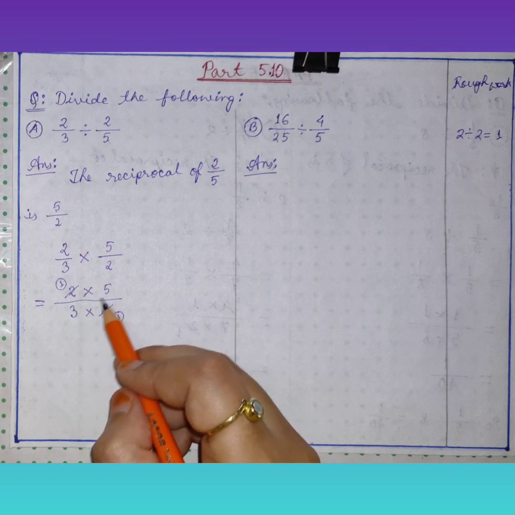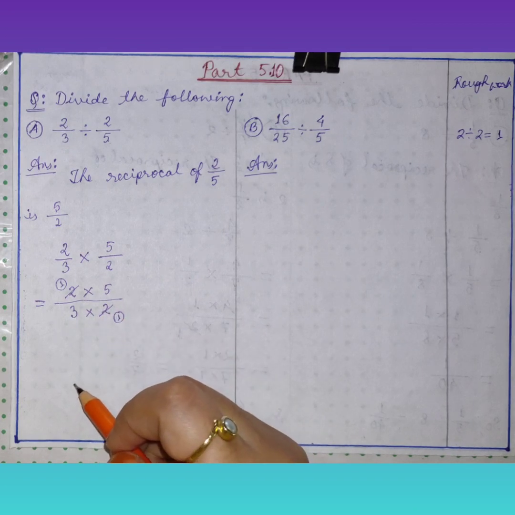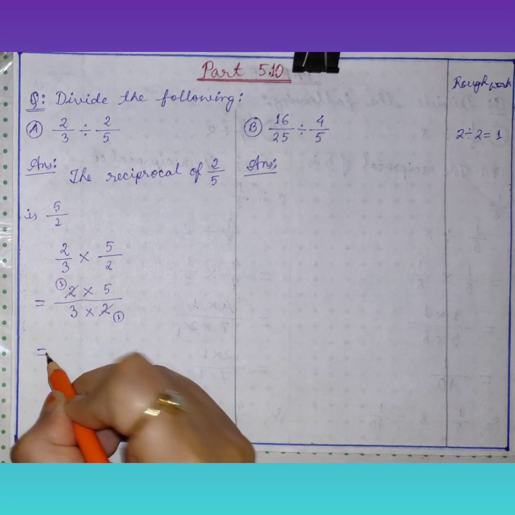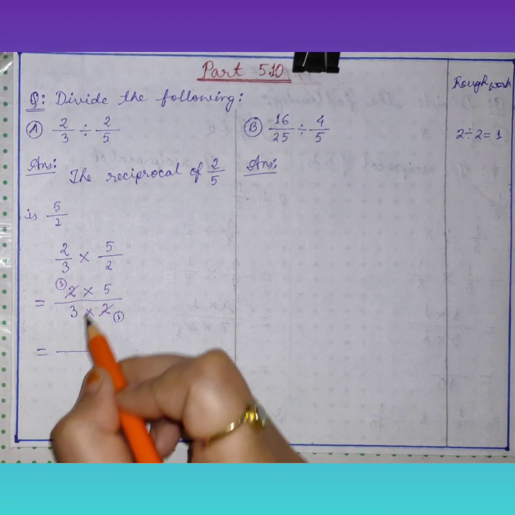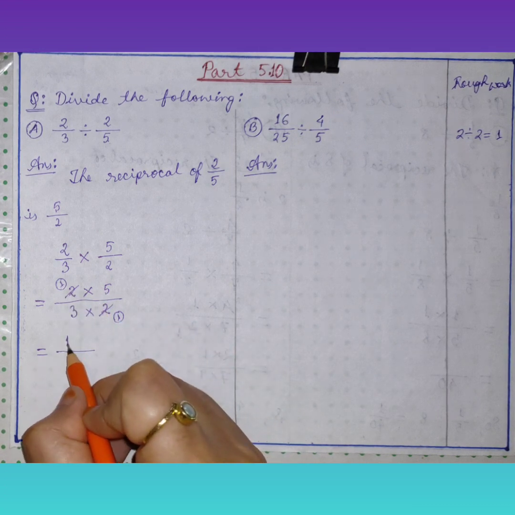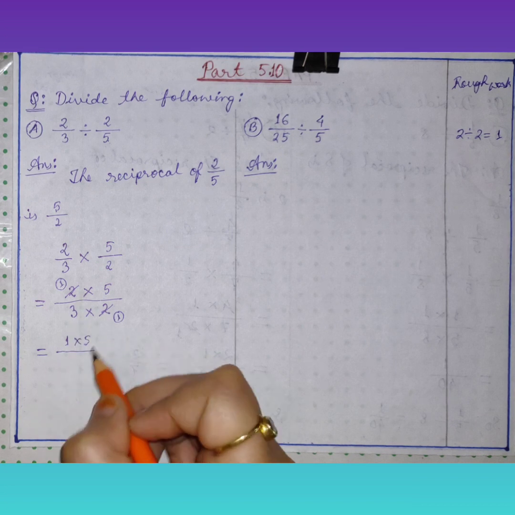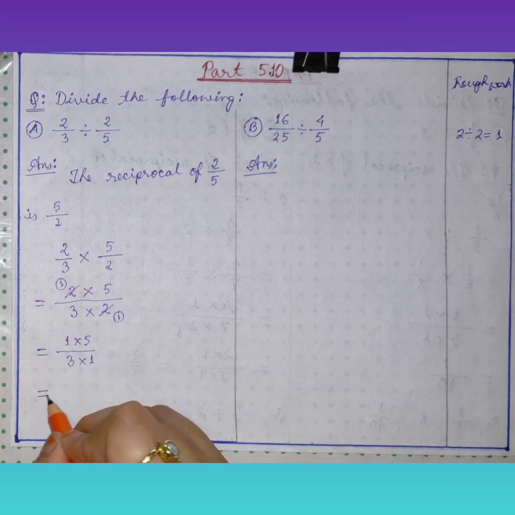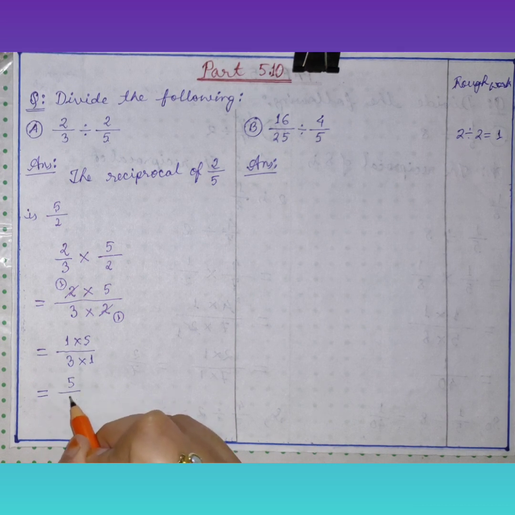Then see the other numbers, do they have any common factors or not? 3 and 5, they don't have any common factor, right? Because they are prime numbers. So what we have to do? We have to multiply the left out numbers. Here what numbers are left out in the numerator? 1 into 5, and here in the denominator 3 into 1, right? And what will we get? We will get 5 by 3.